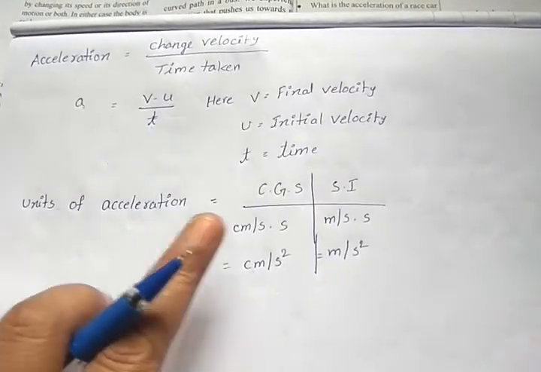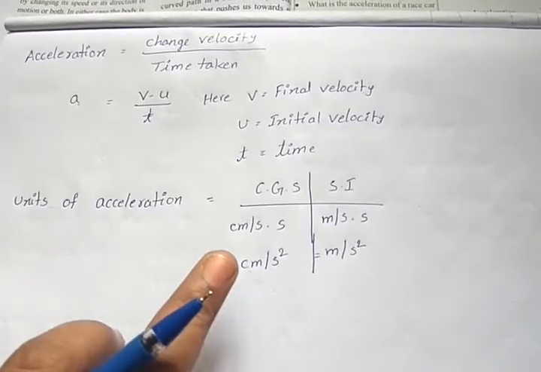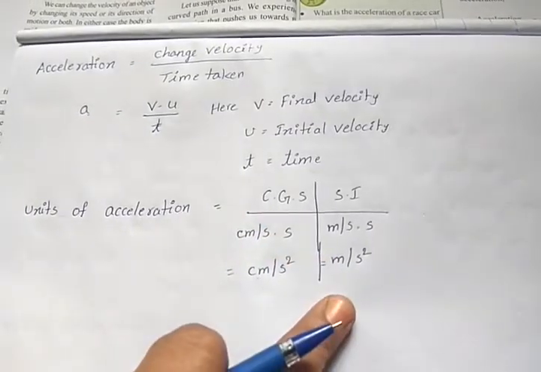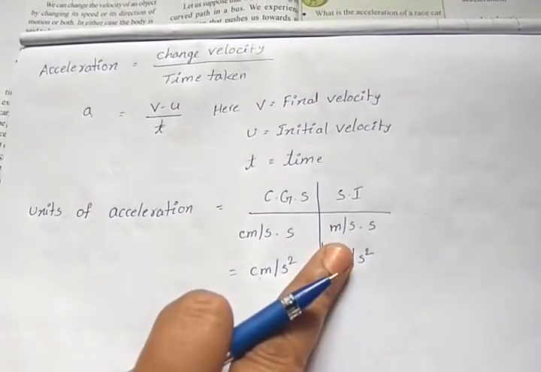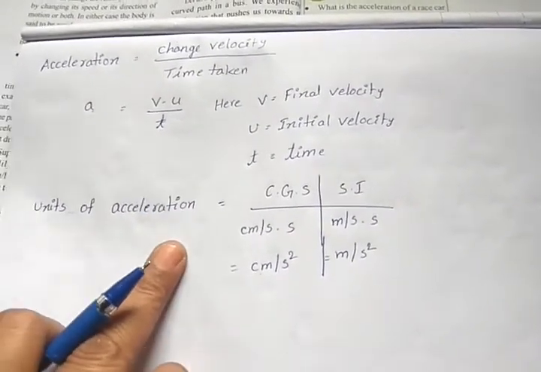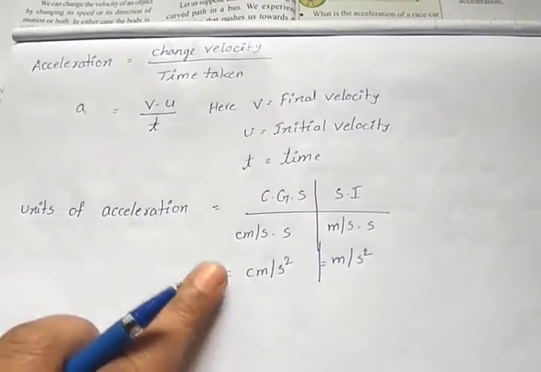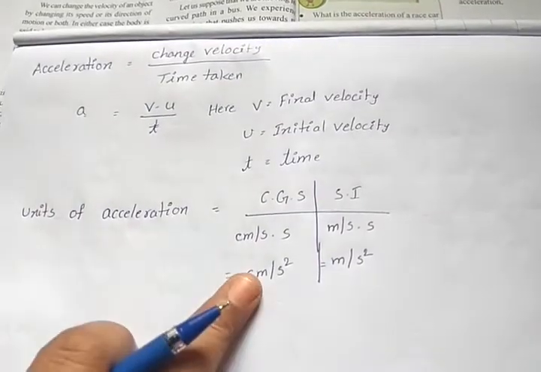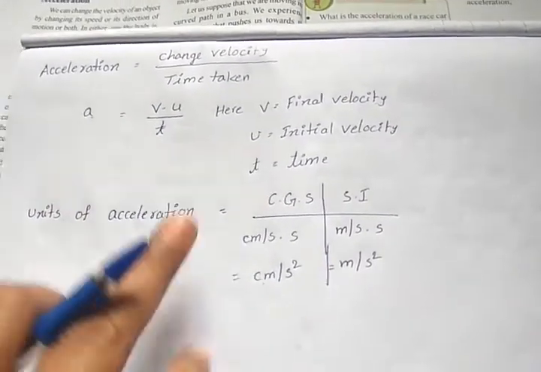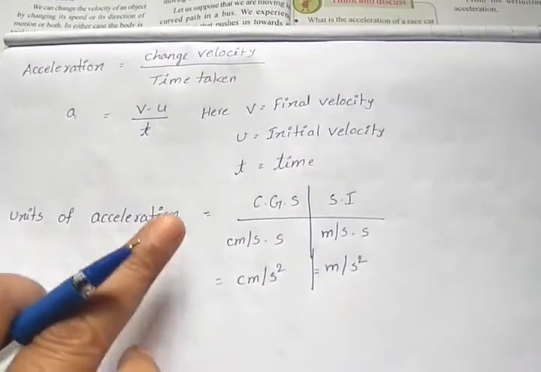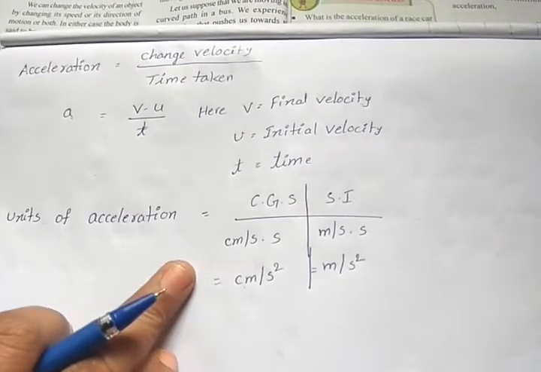In the CGS system the unit of acceleration is centimeter per second squared, and in the SI system it is meter per second squared. Okay, next, velocity and acceleration both are vector quantities, so we have to know the magnitude and direction of both.